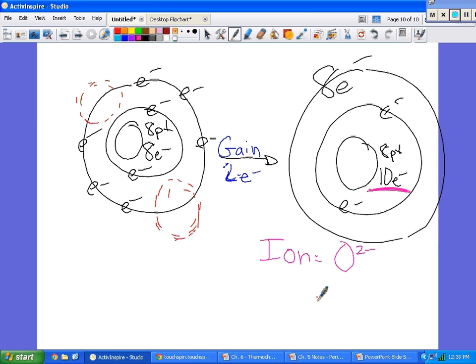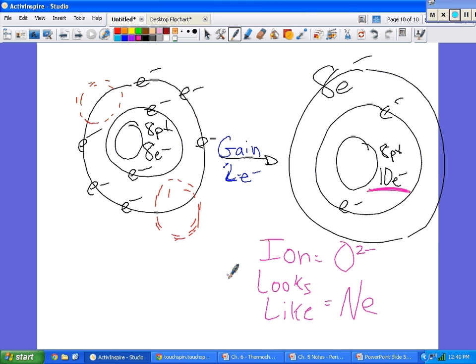Alright, so we know it gained 2, and it doesn't look like oxygen anymore. Who's he looking like now? Looking like neon, very good. Why is it great for him to look like neon? Noble gas, perfect. If I did this for any element in the oxygen family, would they look like this? Yep, it's just going to get bigger and bigger as I go down. It's always going to have 6 in its outer shell. It's always going to want to gain 2, and it's going to turn into the noble gas right after it.